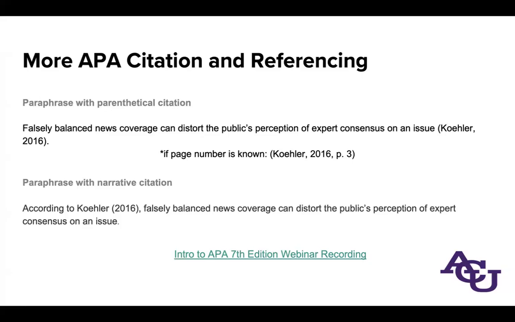So here we've got Kaler, parentheses 2016. According to them, falsely balanced news coverage can distort the public's perception of expert consensus on an issue. And Sarah made a really good point when she and I were planning for this webinar, that it's always good to point out that when it's in parentheses, please put a comma between Kaler and 2016, the author, comma, year. But if you're writing it in your sentence, that 2016 is in parentheses already, so you don't need a comma between the author and the date information then.